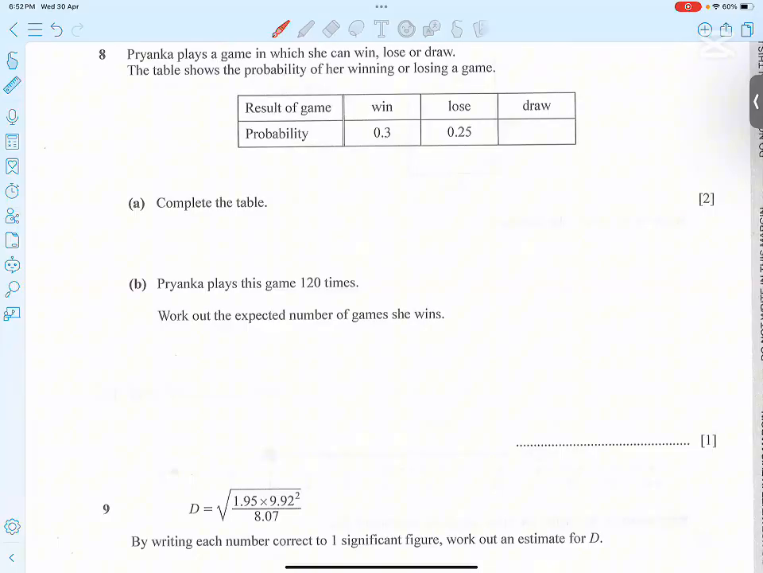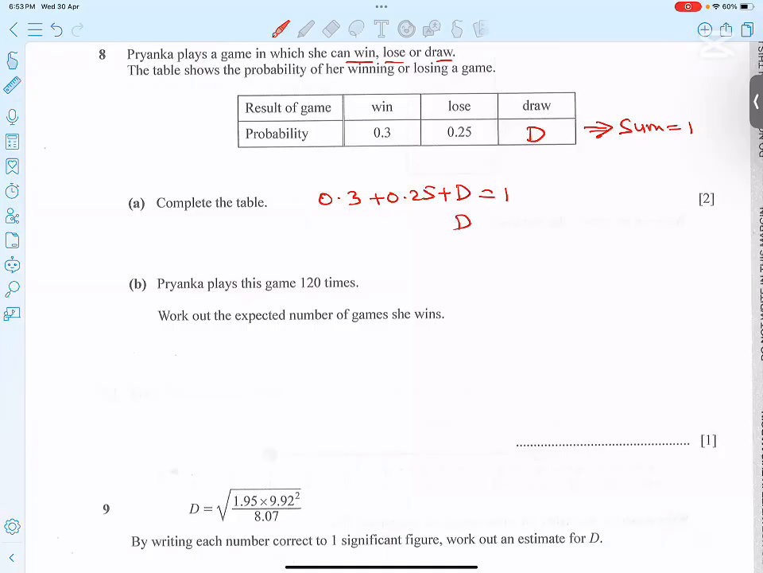So students, what is the basic criteria of this kind of question when they give us the probability of two outcomes and one is missing? The question is about win, lose, and draw. Naturally, the sum of all probabilities is always equal to one, and let's say the probability of a draw is D. How do we get the probability of a draw? So 0.3 plus 0.25 plus D is equal to 1.